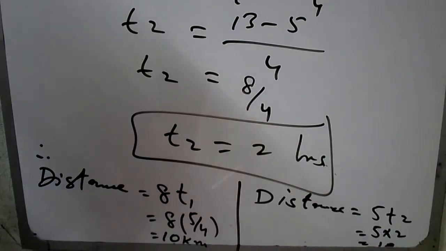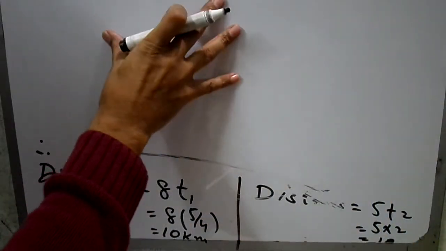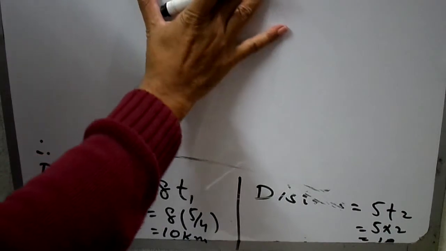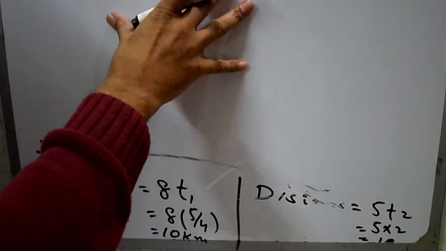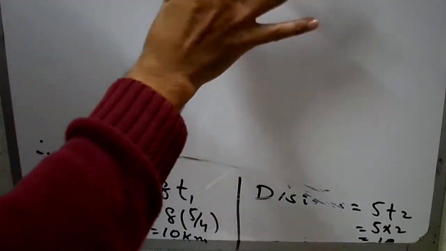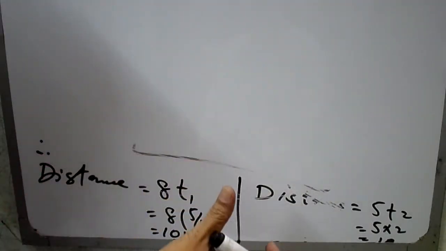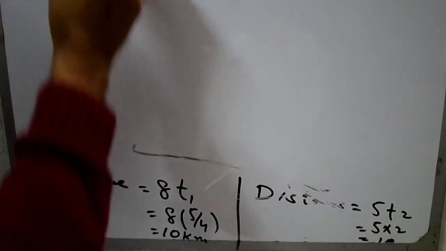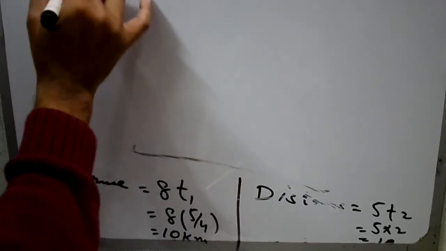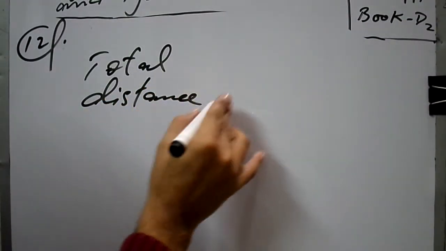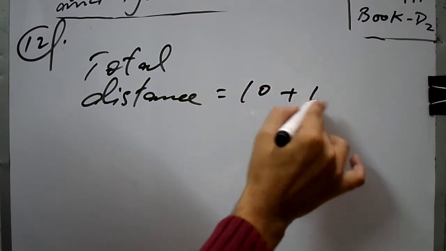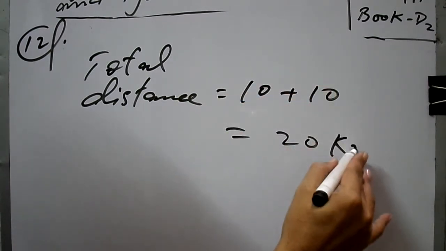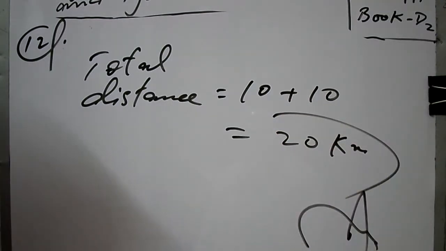So what is the total distance? We have to find the total distance. First we found the distances at different speeds, speed 8 kilometers, then speed 5 kilometers. For this we have to find the times t1 and t2 for the separate speeds. Then we find the separate distances, then the total distance, so add them. So the total distance will be equal to 10 plus 10 is equal to 20 kilometers, which is your required result.